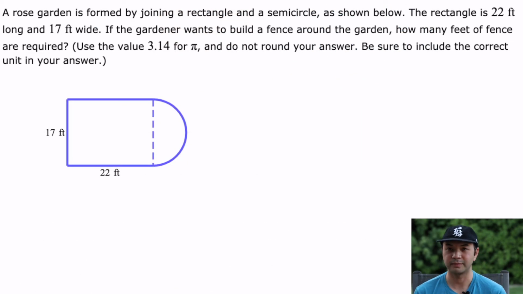Okay, so it's then finally a kind of harder problem. This is from an Alex problem. A rose garden is formed by joining a rectangle and a semicircle shown below. So a semicircle is half of a circle. The rectangle is 22 feet by 17 feet. The gardener wants to build a fence around the garden. How many feet of fences are required?